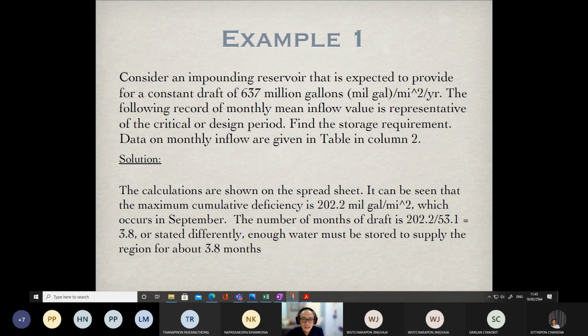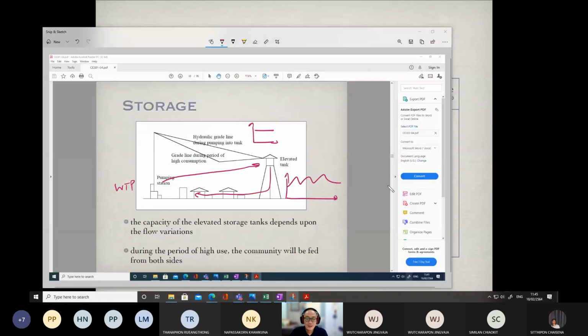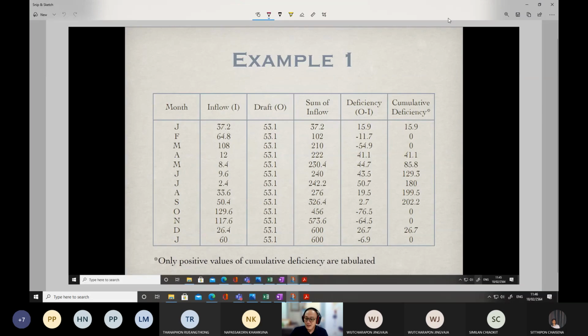And according to the record, it was showing like this. Just have a look at the information in this table. In January, the inflow which gets into the reservoir is just 37.2. I'm not sure what the unit is.